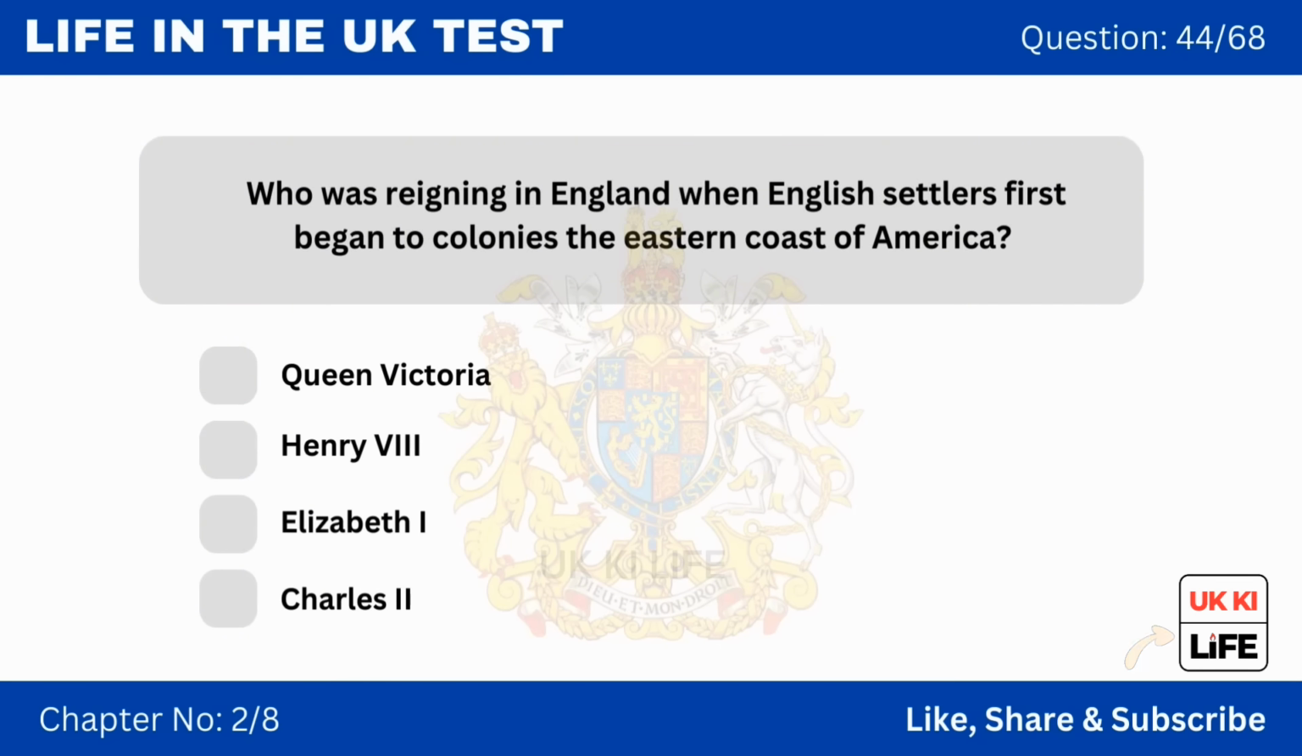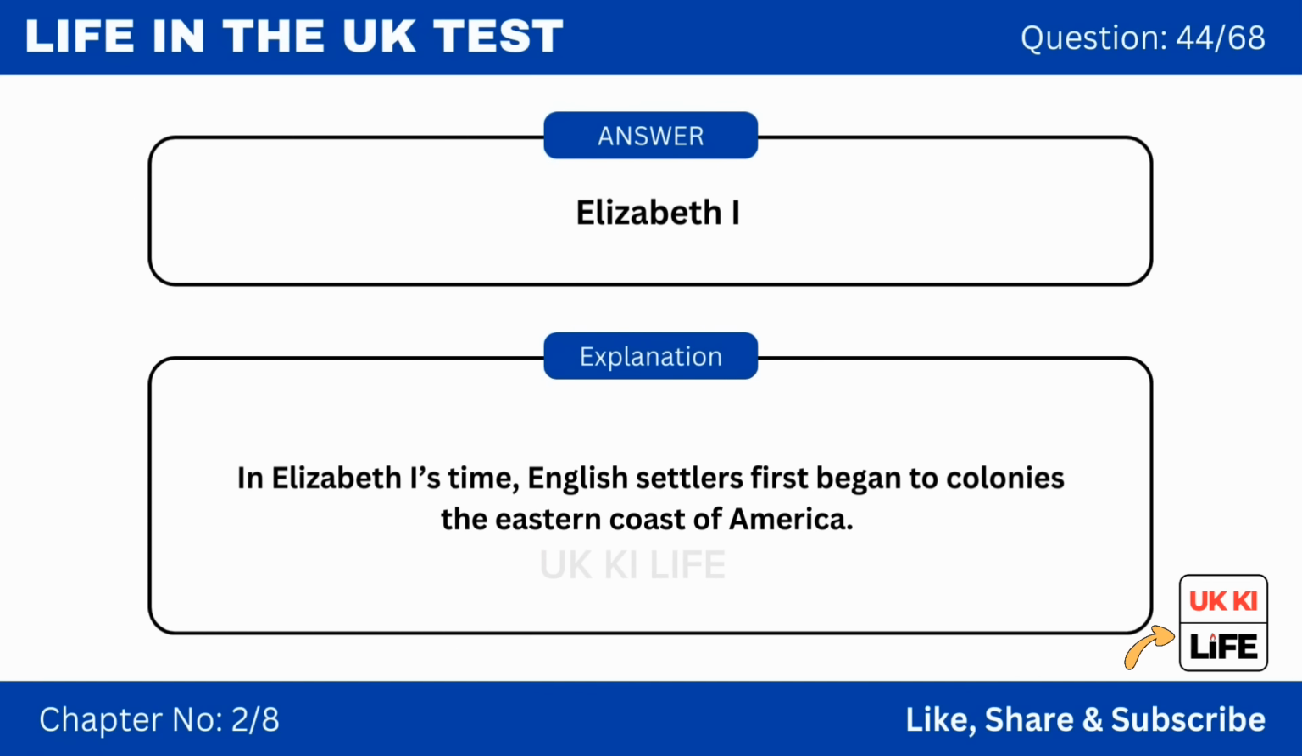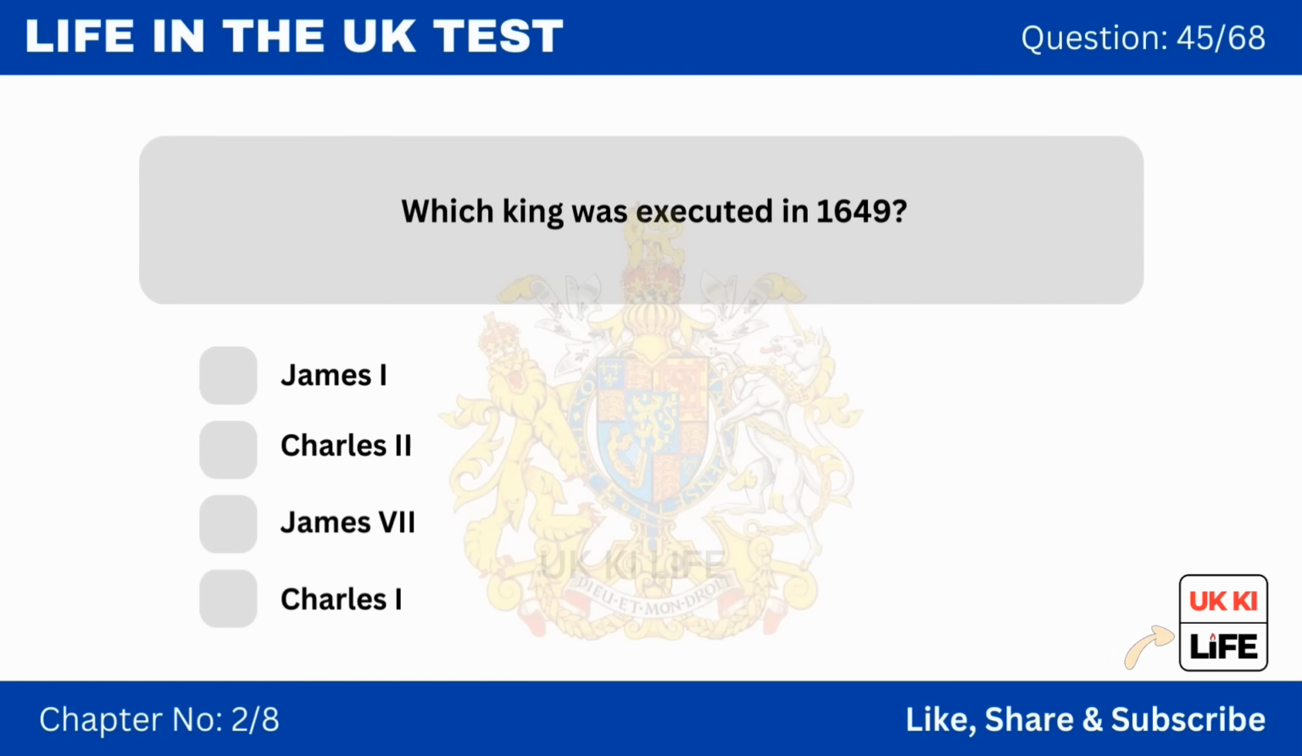The correct option is C. Explanation. In Elizabeth I's time, English settlers first began to colonize the eastern coast of America. Question 45. Which king was executed in 1649? James I, Charles II, James VII, Charles I.